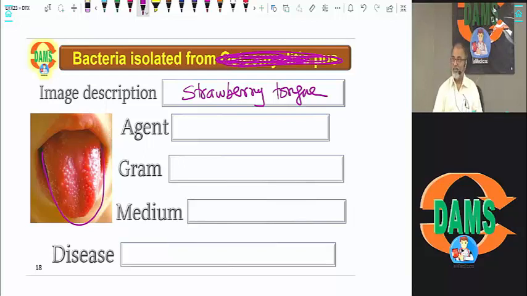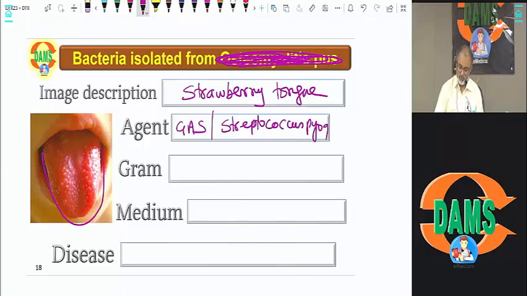Strawberry tongue. Which agent causes strawberry tongue? Streptococcus pyogenes, otherwise called GAS, Group A beta hemolytic streptococcus or Streptococcus pyogenes. Yes, perfect, Kaushik.